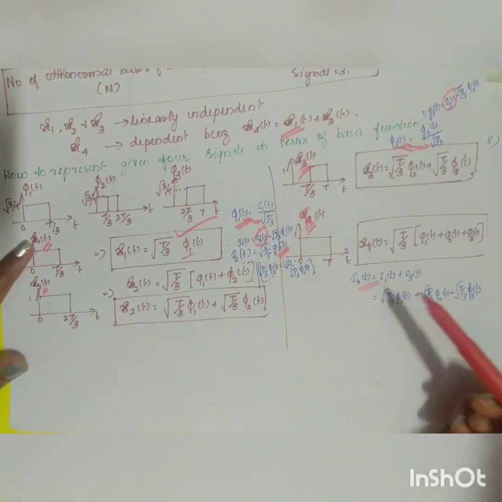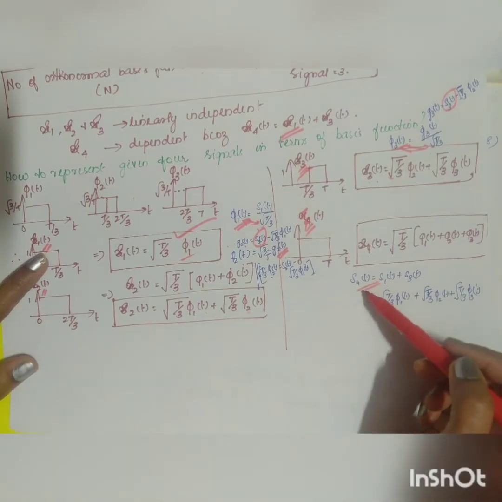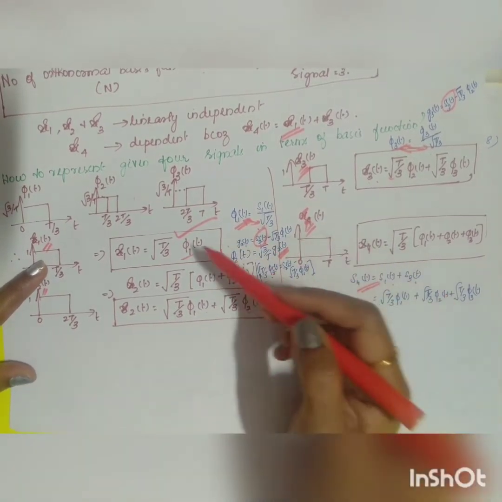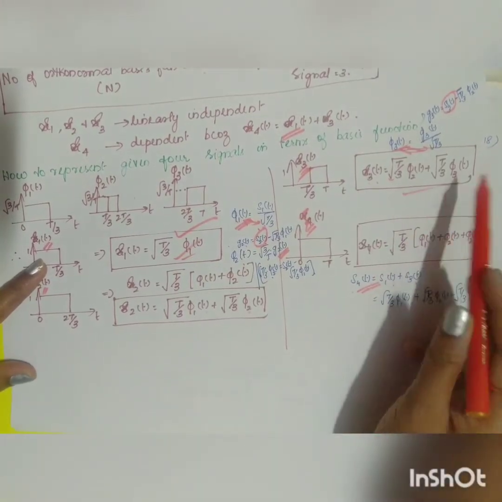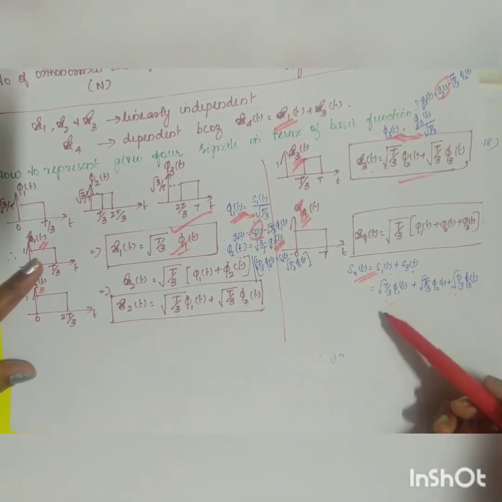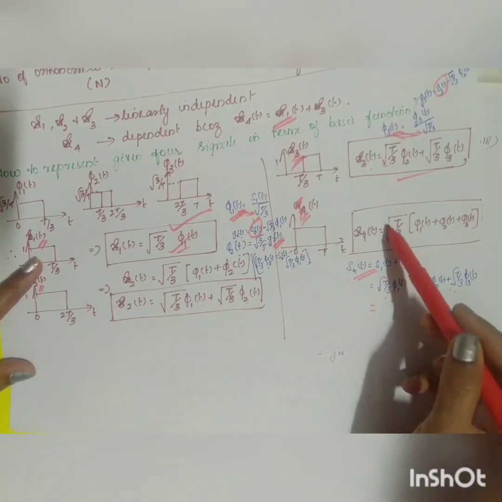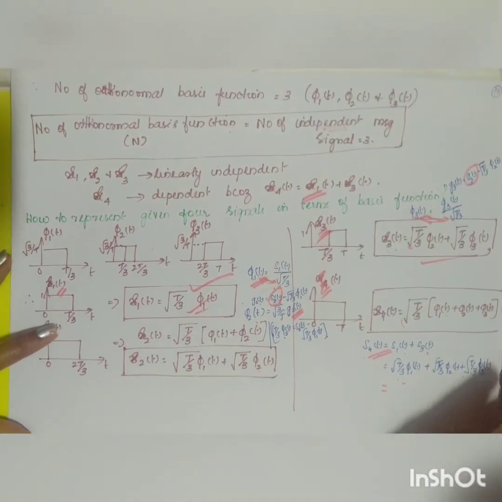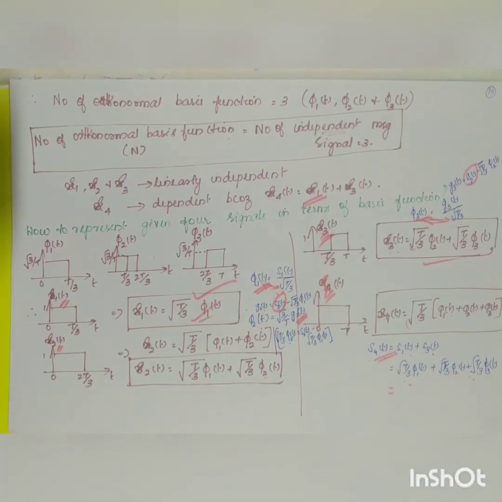Now, S4 of t, I am taking it in an easy method. S4 of t is equal to S1 of t plus S3 of t. So, S1 of t you know, S3 of t you know. When you add both together, what will you get? If I take root T by 3 as common, phi 1 of t plus phi 2 of t plus phi 3 of t. So these are your explanation.